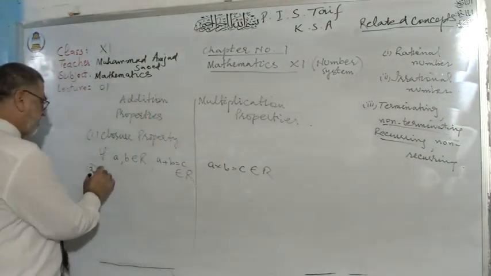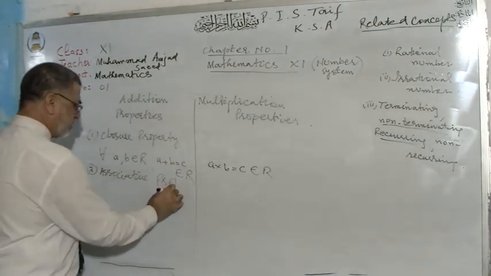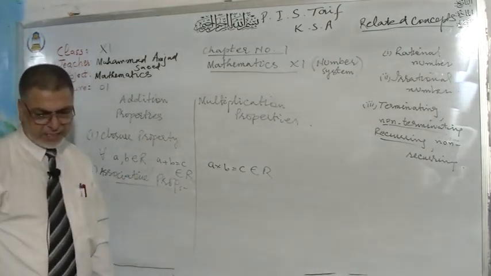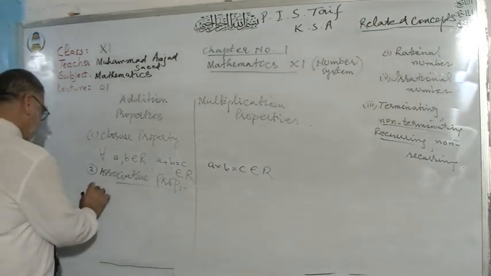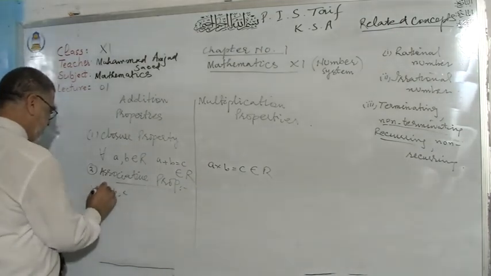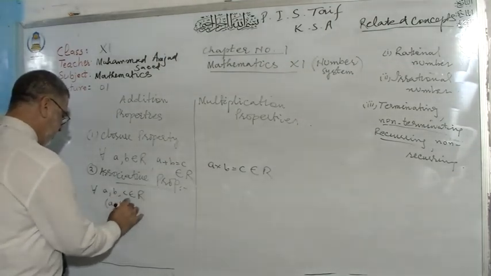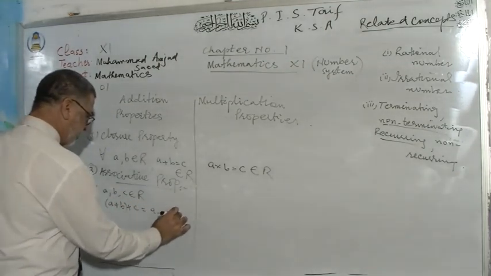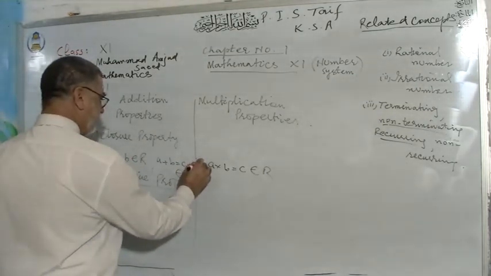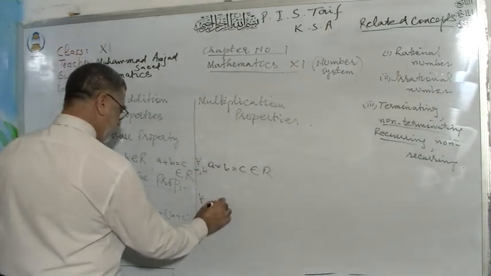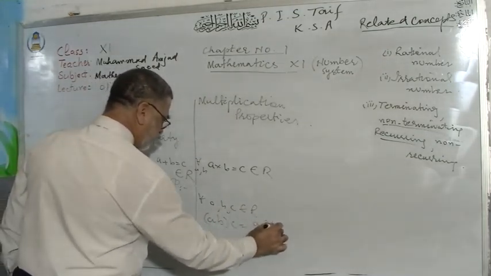Number 2 is associative property. In case of associative property, you need three values. For all A, B, C belongs to R, (A plus B) plus C is equal to A plus (B plus C). In case of multiplication, still you will have A, B, C belongs to R. This will be (A into B) into C is equal to A into (B into C).